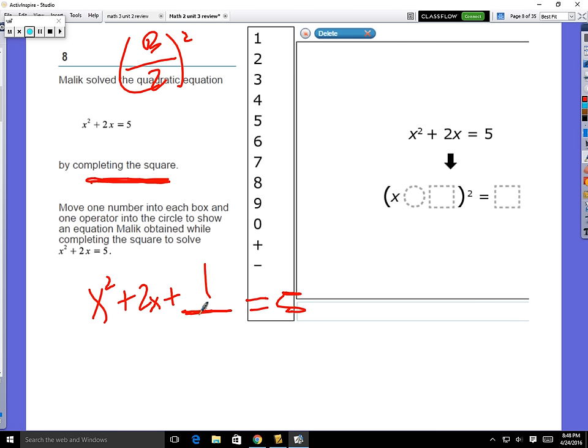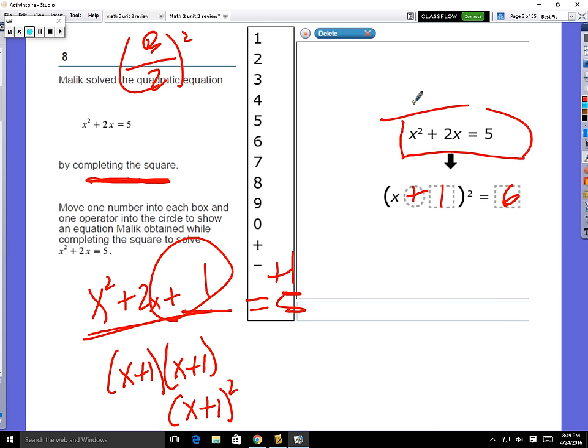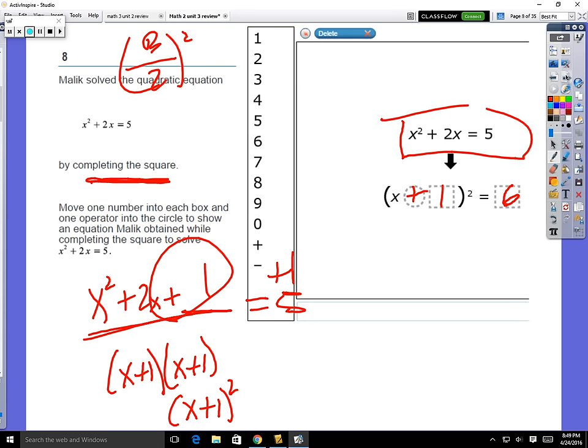Now if you factor this, it will factor into a perfect square: x plus 1 times x plus 1, so that is going to be (x plus 1) squared. But if you add a 1 on this side, you've got to add a 1 on this side. So you drop a 6 there and an (x plus 1) squared there. And that is the original transformed into a perfect square. So with a little manipulation, you turned it into a perfect square.